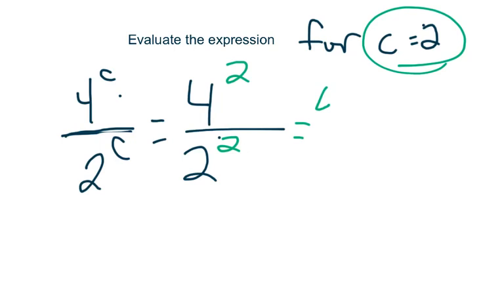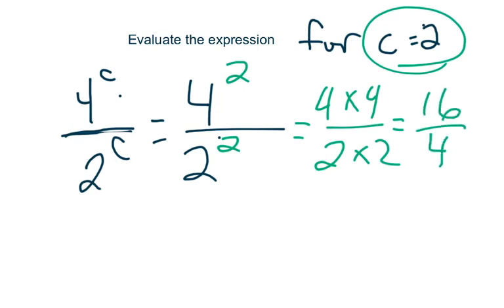So we do 4 times 4 divided by 2 times 2. 4 times 4 is 16. 2 times 2 is 4. And then you have to divide that. 16 divided by 4 is simply 4.